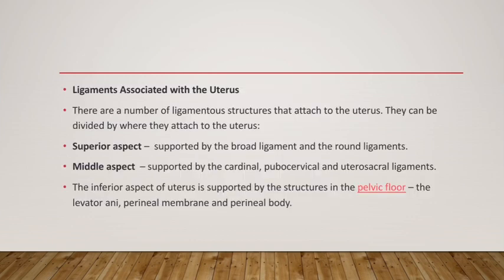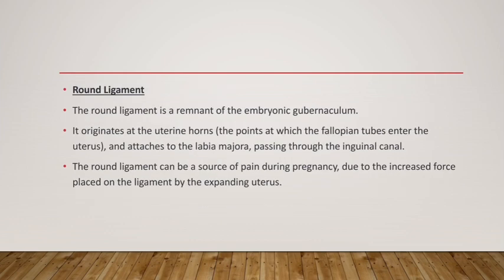Ligaments associated with the uterus. There are a number of ligamentous structures that attach to the uterus. They can be divided by where they attach to the uterus. Superior aspect, supported by the broad ligament and the round ligament. Middle aspect, supported by the cardinal, pubocervical and the uterosacral ligaments. The inferior aspect of the uterus is supported by the structures in the pelvic floor: the levator ani, perineal membrane and the perineal body.